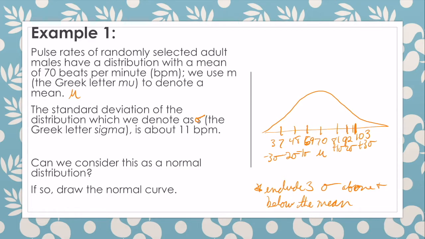So when we're drawing a normal curve, our mean, represented by the Greek letter mu, goes in the middle, and then we need to include 3 standard deviations above the mean and 3 standard deviations below the mean.